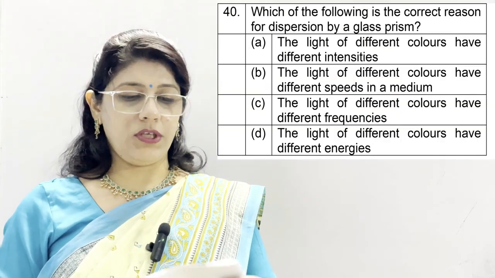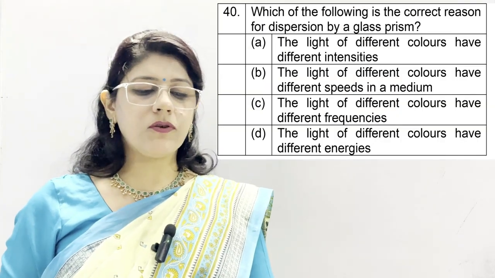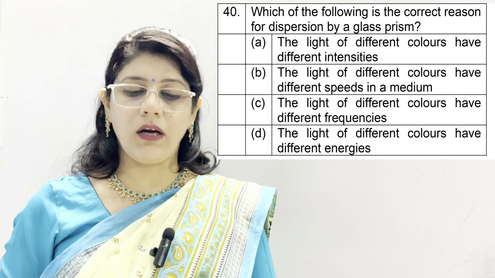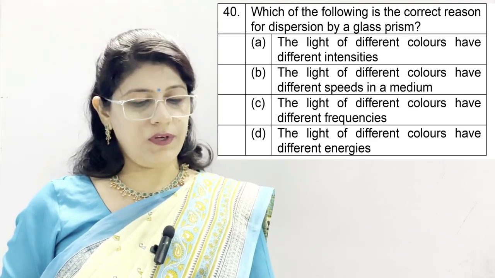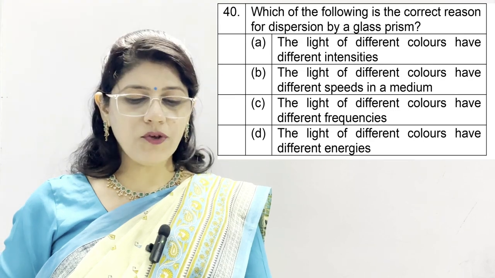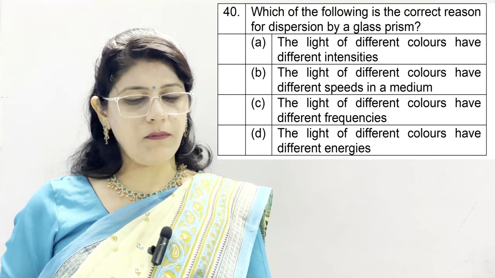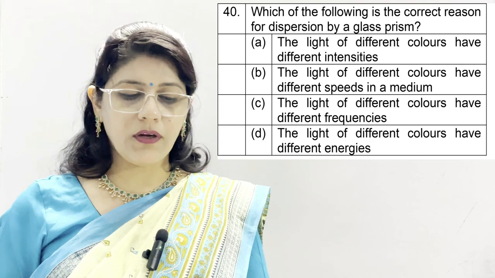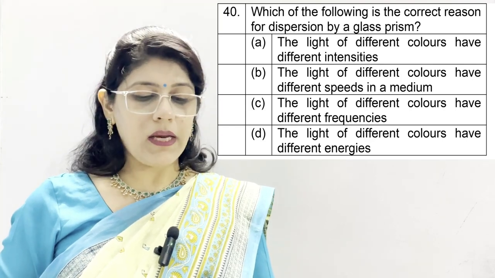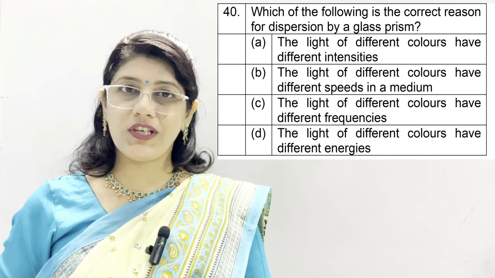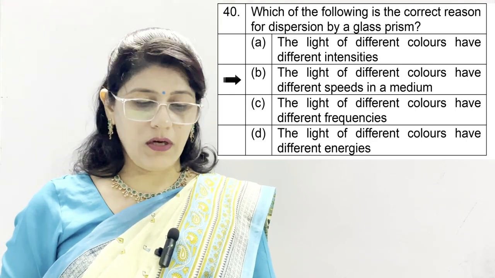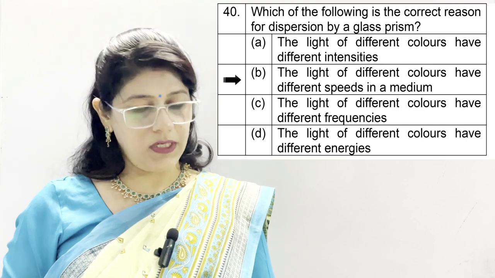In question number 40, which of the following is the correct reason for dispersion by a glass prism? A option, light of different colors have different intensities. B, light of different colors have different speeds in a medium. C, light of different colors have different frequencies. And D, light of different colors have different energies. And the correct option is B, light of different colors have different speeds in a medium.